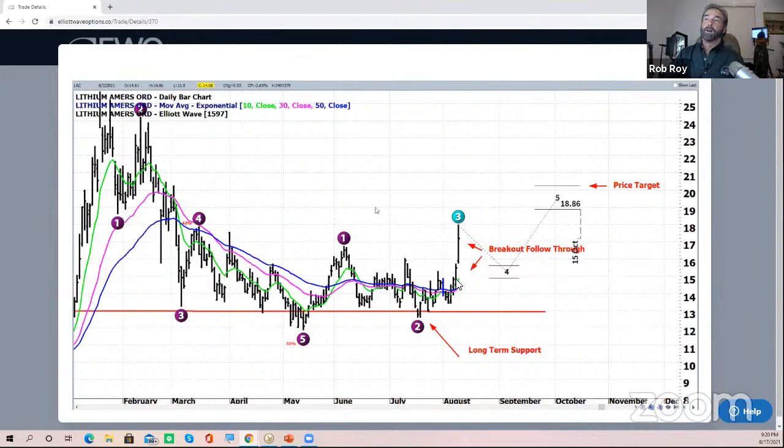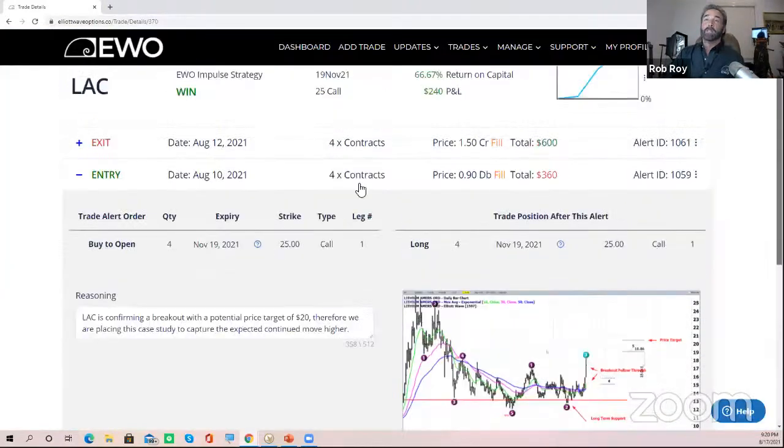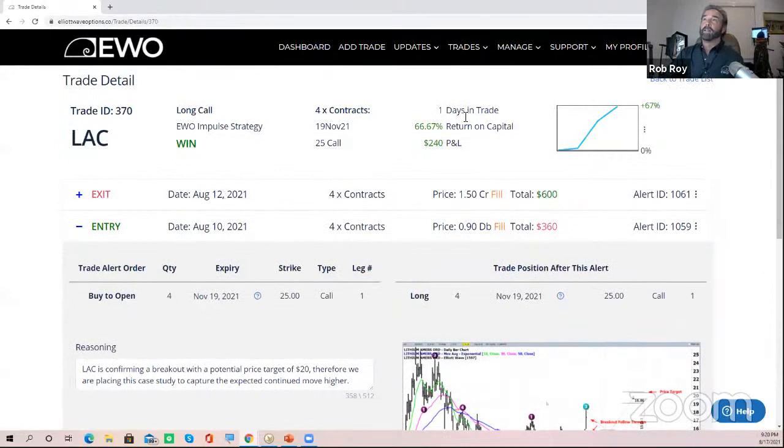There's the 10 crossing the 30 again. Same thing, that indicator mastery. We'll go through and talk about how you can use that alone in moving averages with your own trading. And then we had our price target up here around 19. Well, sometimes things happen a bit faster than you expected. So look, one day in the trade, we generated over a 66% return.